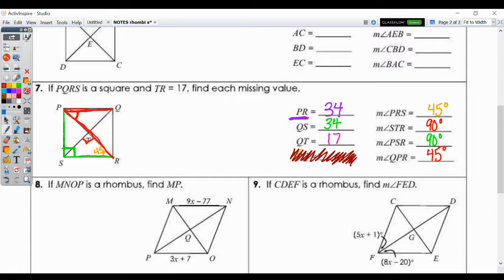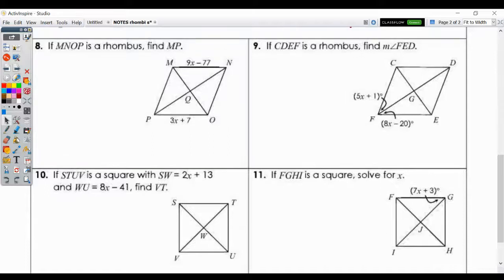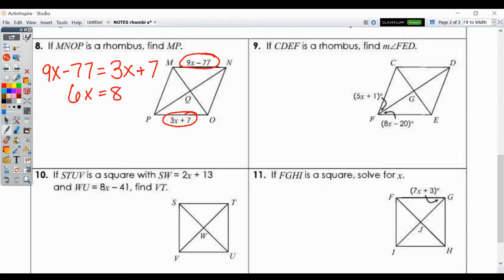Okay. So I'm going to show you really quick how to set up some of these equations. I'm not going to work them all out for you because I think that we can solve equations. I'm just going to try to show you how to set them up. So look at number 8. It says if it's a rhombus, find MP. Well, I know that opposite sides are congruent. I know that this side is going to be equal to this side. So I would just set it up: 9x minus 77 equals 3x plus 7. And I would work it out. If you moved all your stuff over, you would end up getting 6x equals 84. You would divide by 6, you would get x equals 14.